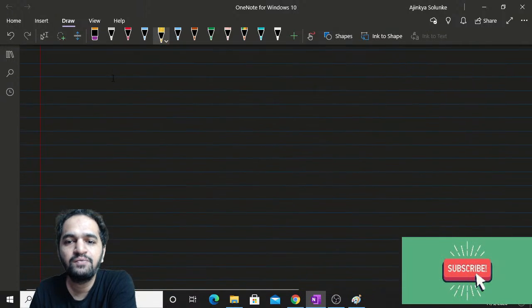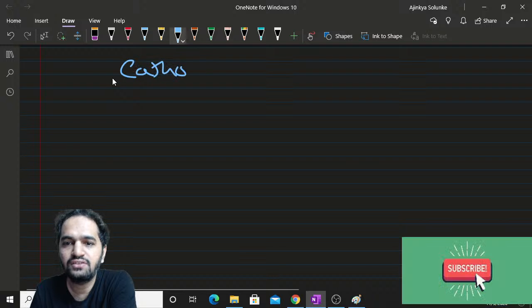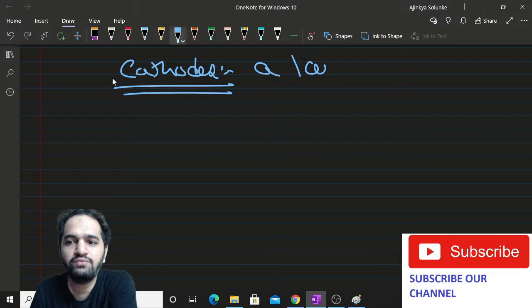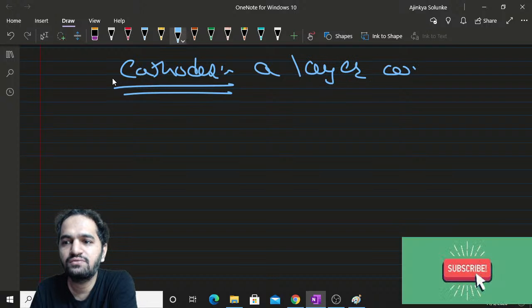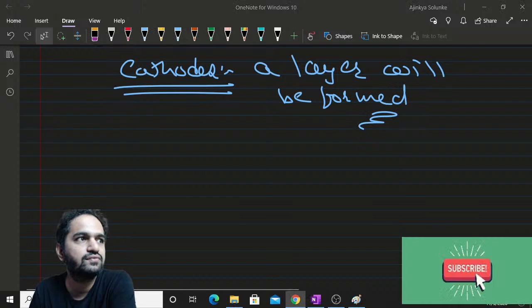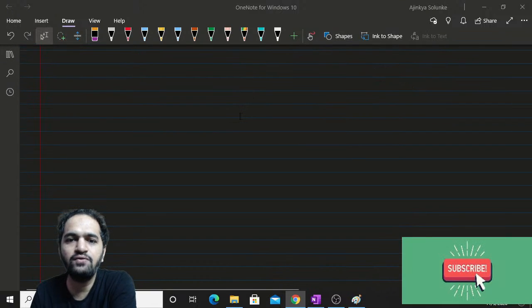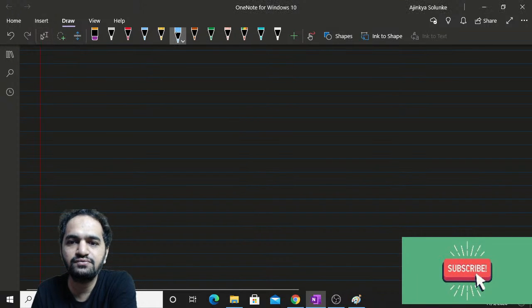So can we say that cathodes are generally creating the layer? On cathodes, a layer is going to be formed of metal. A layer will be formed. Agreed with this? A layer will always be formed. Okay. Now I want to ask you one simple question.